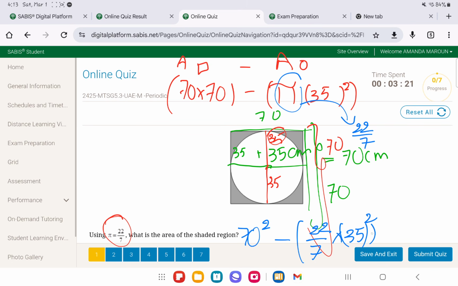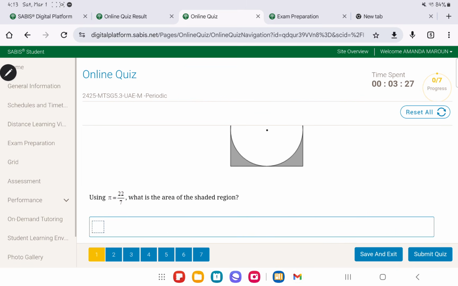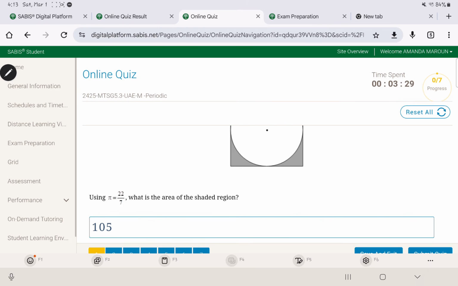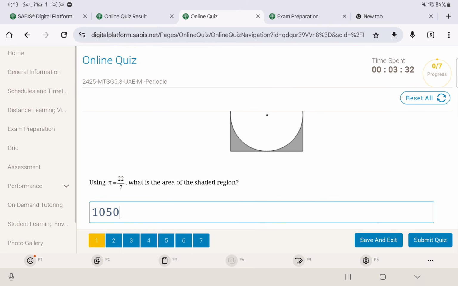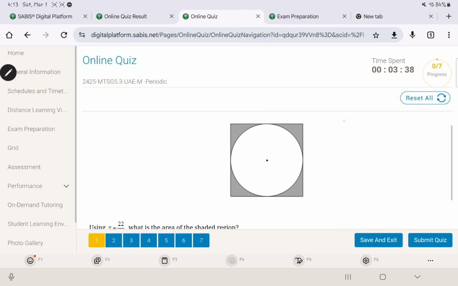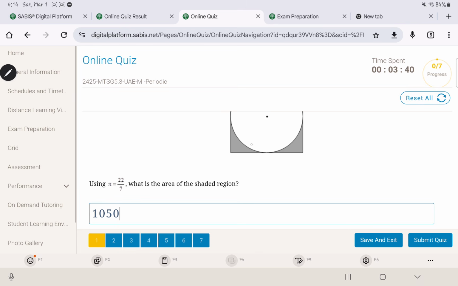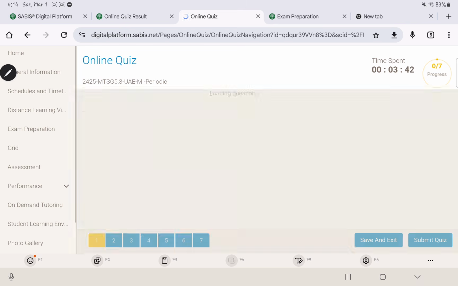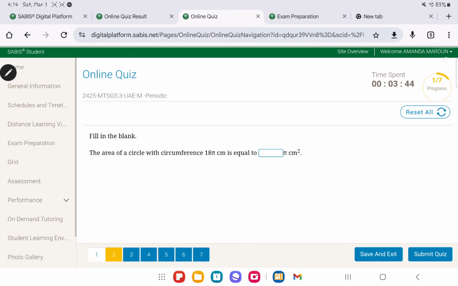you are going to get an answer which is 1050. So the area of the shaded region is 1050 centimeters squared. Okay, now they didn't give us an exact unit. This is my mistake, my bad. So because they didn't give us an exact unit, we are going to say units squared.